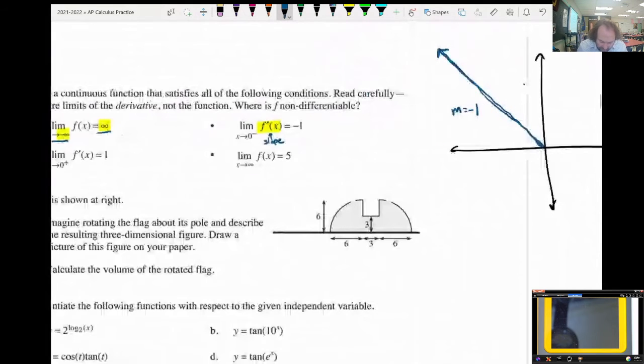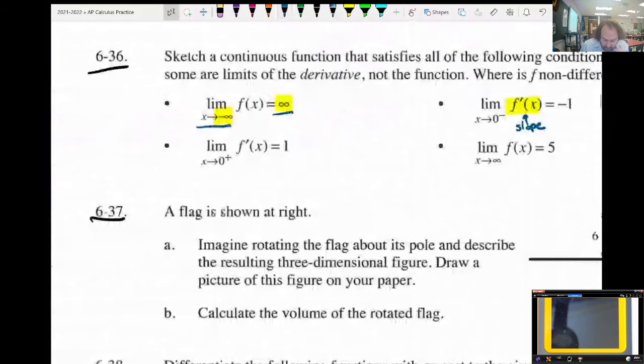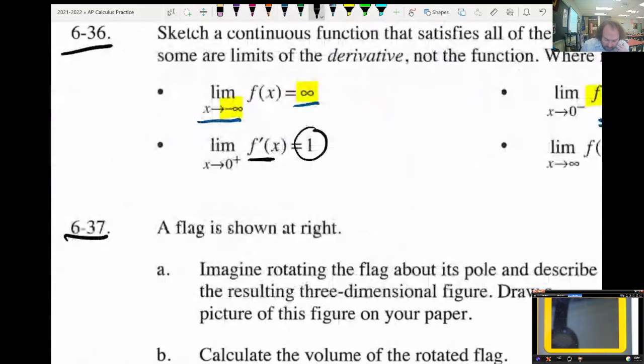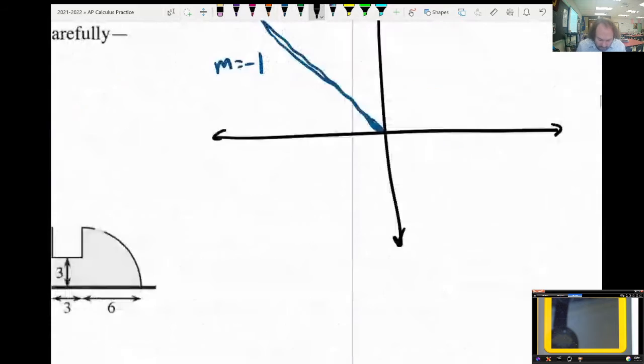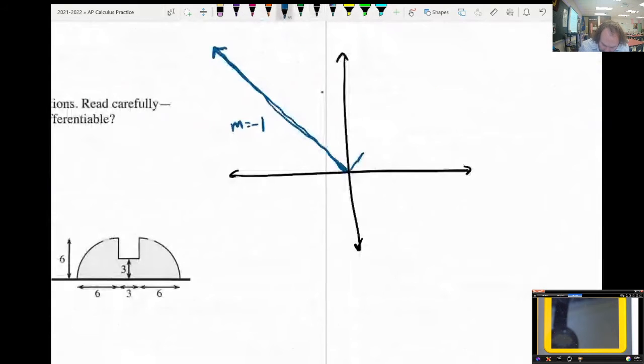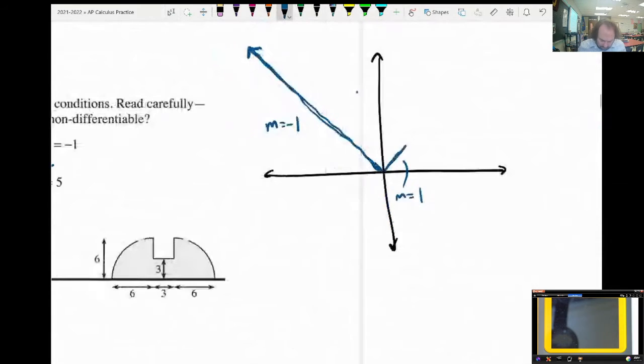Next, we have the limit as x approaches 0 from the right of f prime is +1. Again, this is the slope as you approach 0 from the right. So it appears there's got to be a sharp corner here, because we have to have the opposite, a positive slope right there. m is equal to +1. I don't know what's going to happen beyond that, so I'm not going to write anything else there.